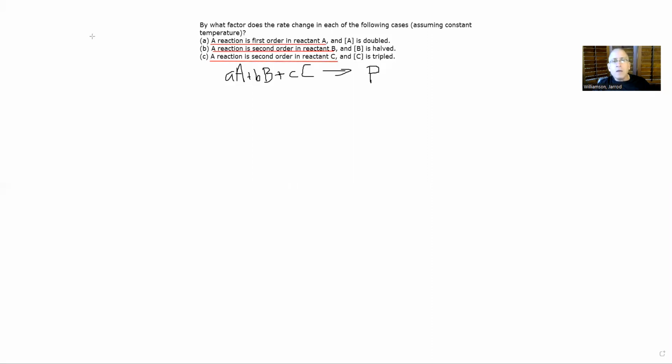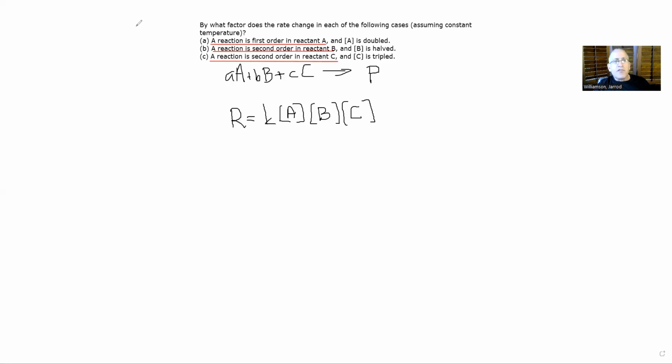So I'm going to write down the rate law. R is equal to k, A, B, and C. I'll put the exponents on there in just a moment.